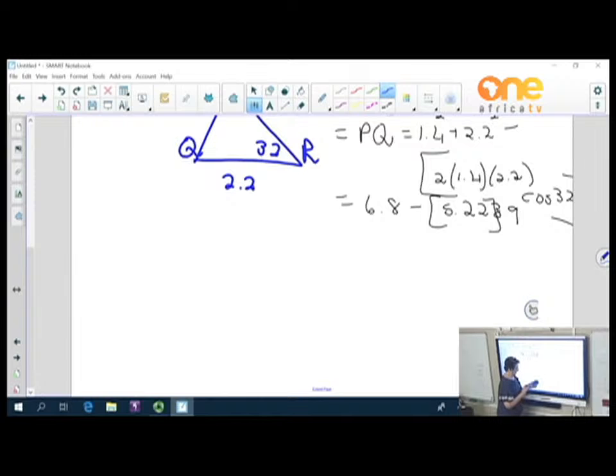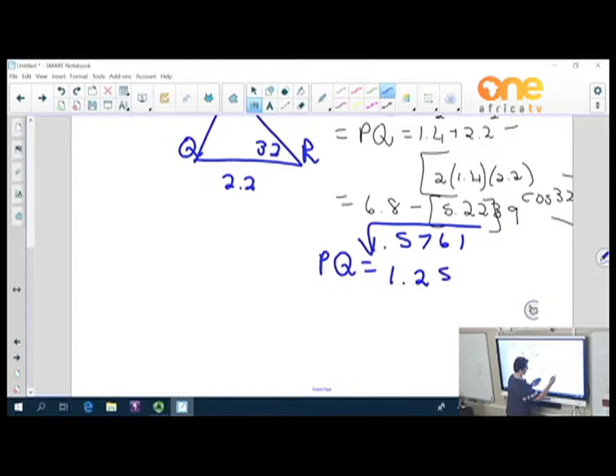Right, so the next step is then 6.8 minus that 5.2239. I got here 1.5761. Now we want to calculate PQ. This was PQ squared. Now we want PQ. So we're going to get the square root of that value. And the answer is then I have 1.2554. We round off to 3 significant figures. So the rounded off answer will be 1.26.